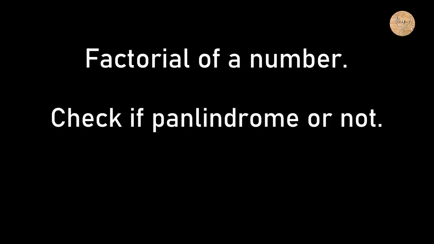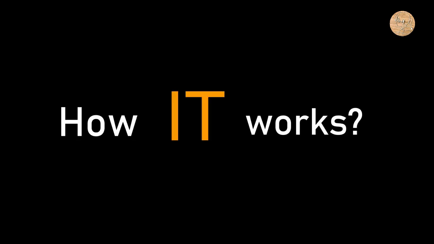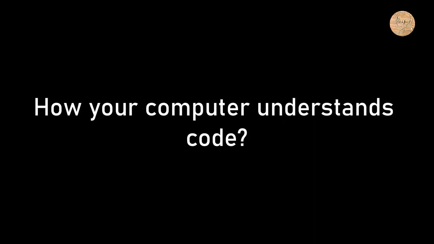So, programmers, or just people who know how to write code, you certainly know how to write a program to calculate the factorial of a number, or check if a string is a palindrome or not, or even implement Dijkstra's shortest path algorithm by writing code. But do you know how it works? By it, I mean, do you know how your program is actually understood by your computer? Ever thought of it?